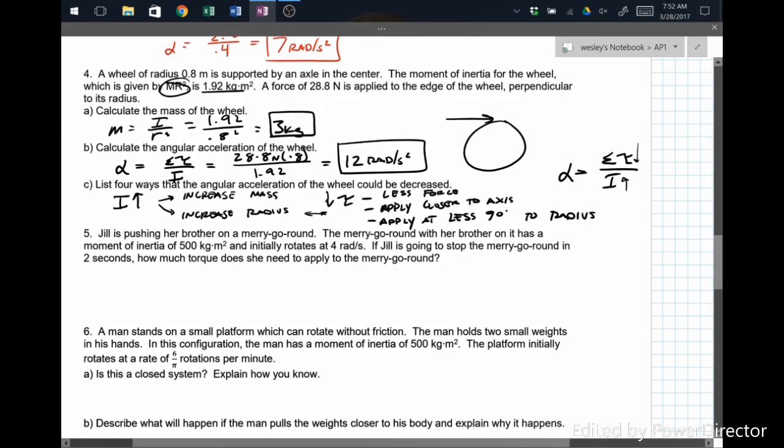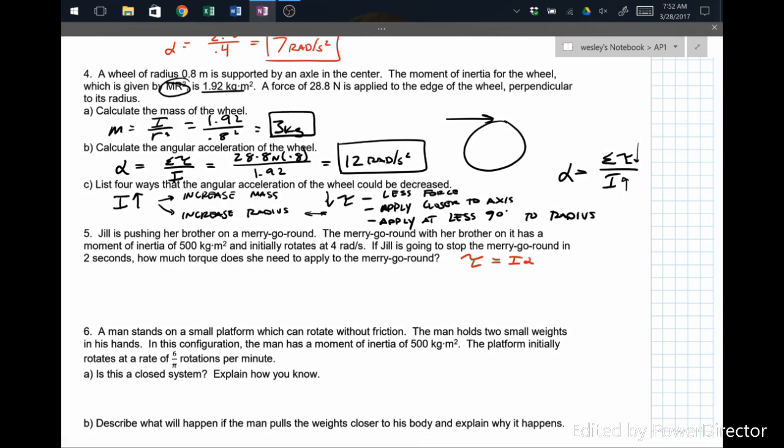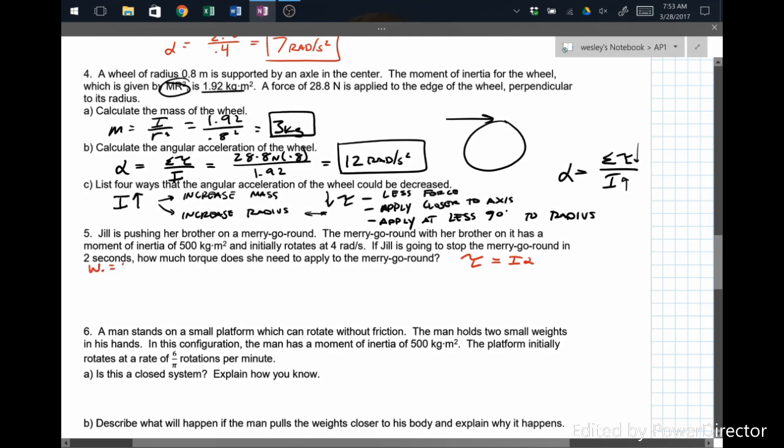Jill and the merry-go-round. So she's going to stop it in 2 seconds. How much torque does she need? Well, I know that torque is going to be I alpha. I don't have any other information about forces, so we're going to need to go that way with it. I already have the rotational inertia. What I need to get is alpha. So omega 0 is 4 radians per second. Omega final is 0. She's going to stop it. The time to stop it is 2 seconds.